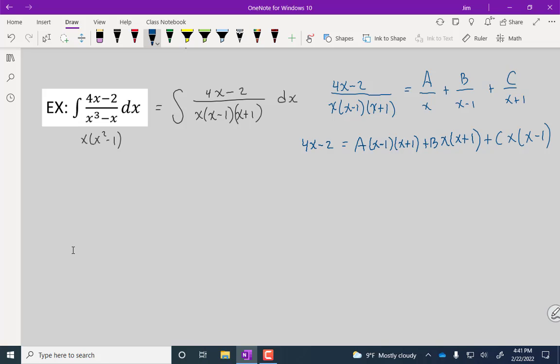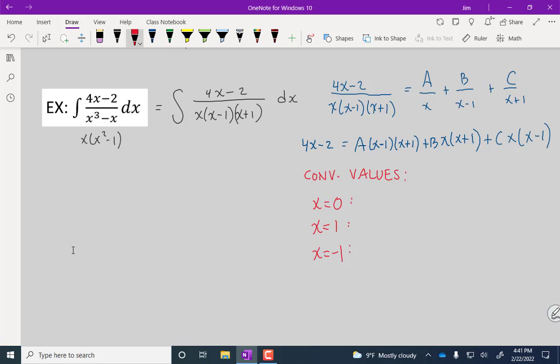We have all linear factors, so let's pick our convenient values. What's the first convenient value? x equals 0, right? That causes this factor to be 0. What's our second convenient value? 1. Third one? Negative 1. So here's what we do. We come to this equation and plug in each of our convenient values.